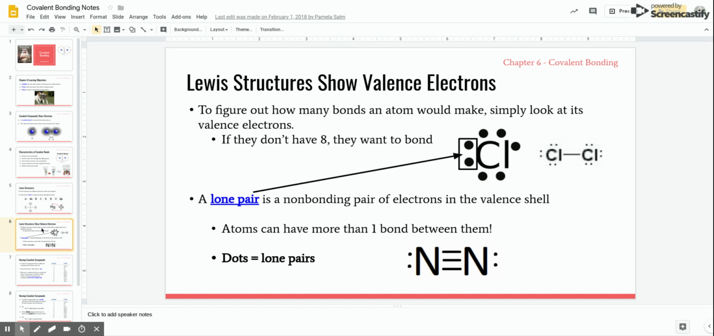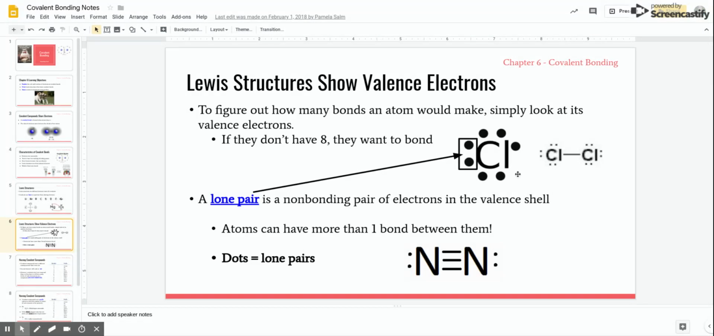So Lewis structures, as you know, show valence electrons. Valence electrons are the number of electrons in the outermost shell. We look at the group numbers vertically to determine that. But to figure out how many bonds an atom would make, simply look at its valence electrons. If they don't have 8, they want a bond. Our noble gases all have 8, so they don't want a bond. The example I'll give is chlorine.